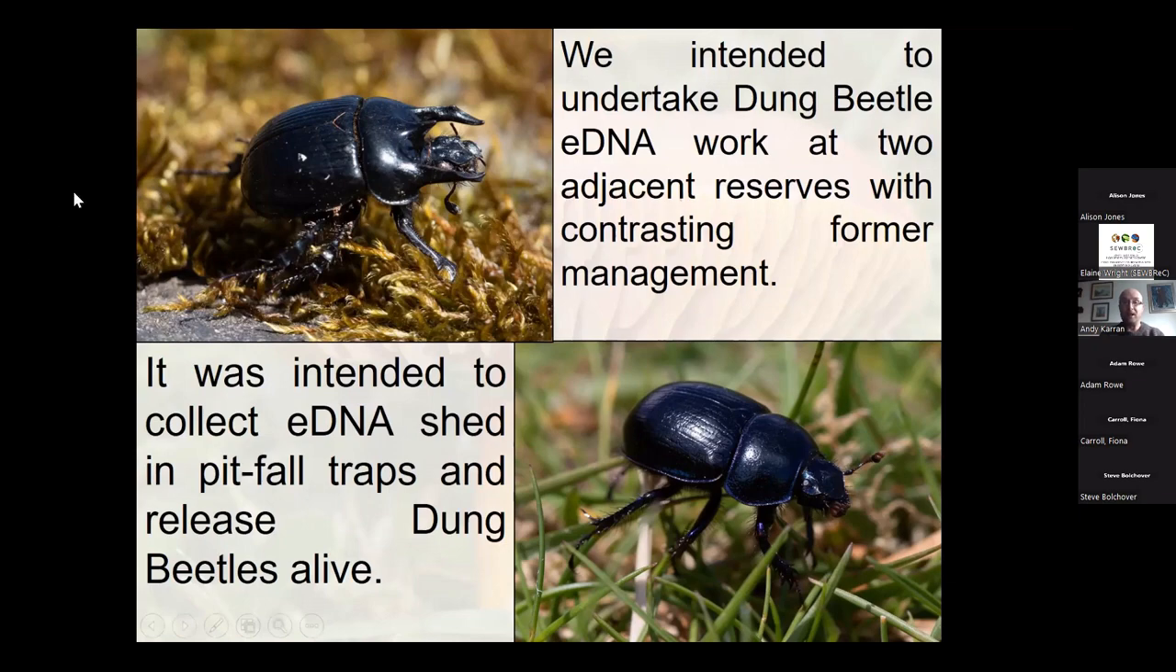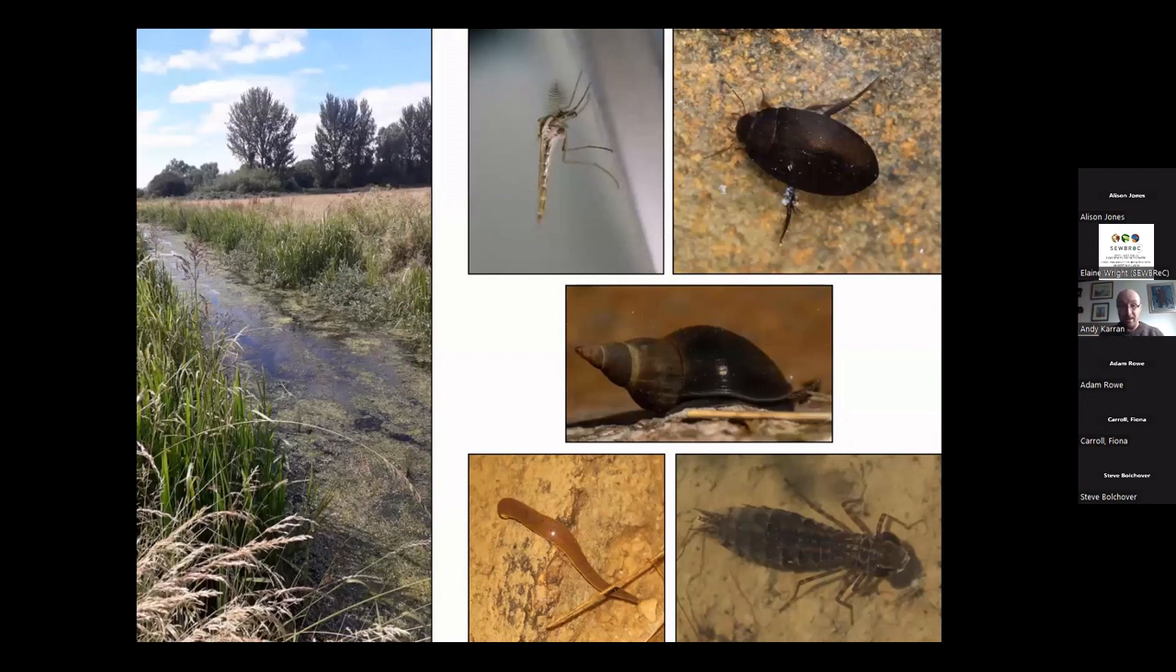So we shelved that, and we quickly got a new project, and this was eDNA in the reens on the Gwent levels. You're probably all familiar with the Gwent levels, a huge network of kilometre after kilometre of reens, ditches. Virtually all of it is SSSI, and the main reason it is SSSI is because of all the life that lives in the reens. But you really do need a real expert to be able to identify what's in the reens. So it's quite tricky work.